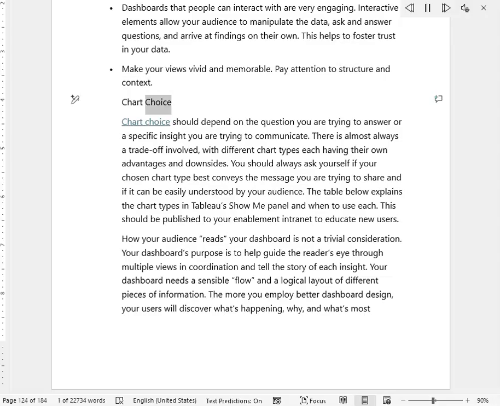Chart choice. Chart choice should depend on the question you are trying to answer or a specific insight you are trying to communicate. There is almost always a trade-off involved, with different chart types each having their own advantages and downsides.